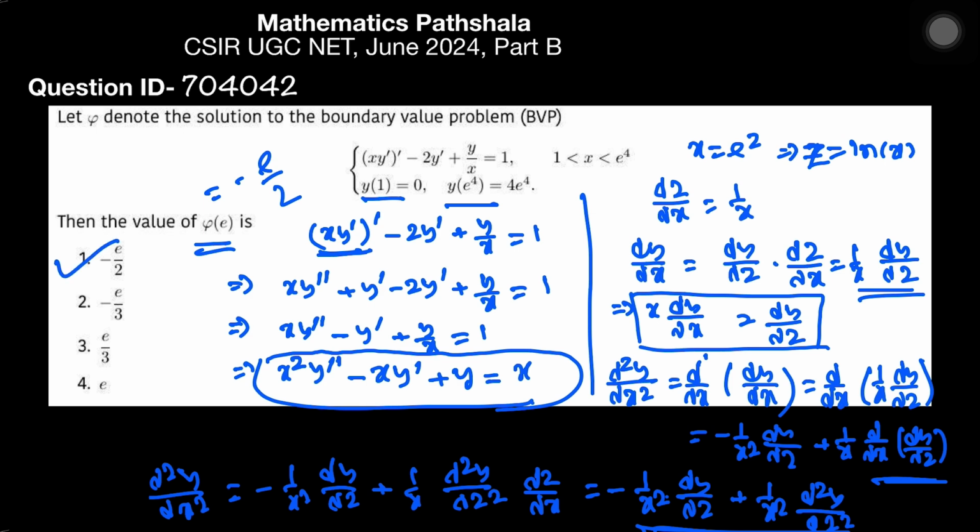So option 1 is true and the other options should be false. So the right answer is option 1.